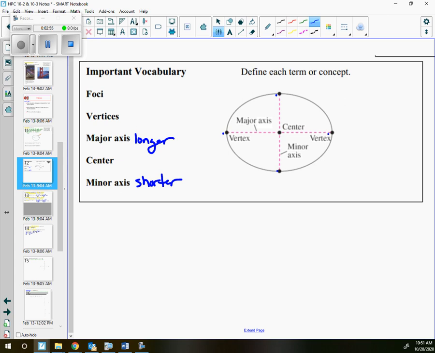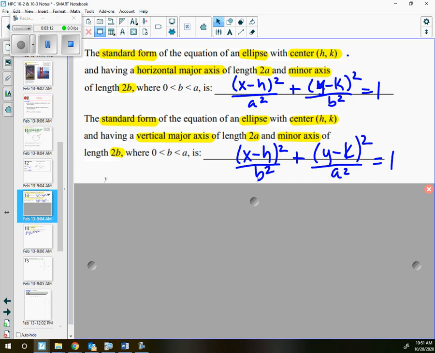We can find all these values pretty easily by looking at the equations. That's what we're going to be trying to do today. The major axis uses the a value, and the minor axis uses the b value. So we'll be able to tell which direction is longer just by looking at the equation. I'm going to give you some time, so go ahead and pause the video as you need to.